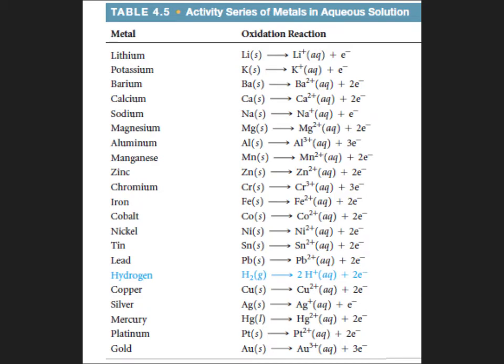This is the activity series of metals, which is a list of metals ordered by their likelihood to react and is used when predicting if a single replacement reaction will happen. When you are comparing two metals, the metal on the top trumps the metal on the bottom. The metals listed on the top are the most reactive, and the metals listed on the bottom are the least reactive.